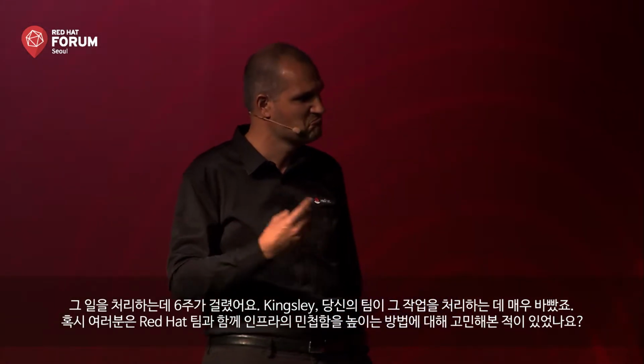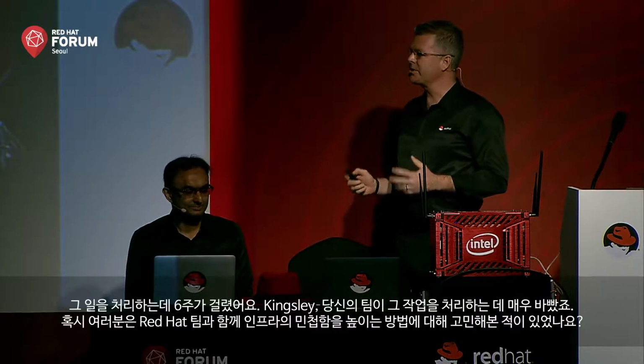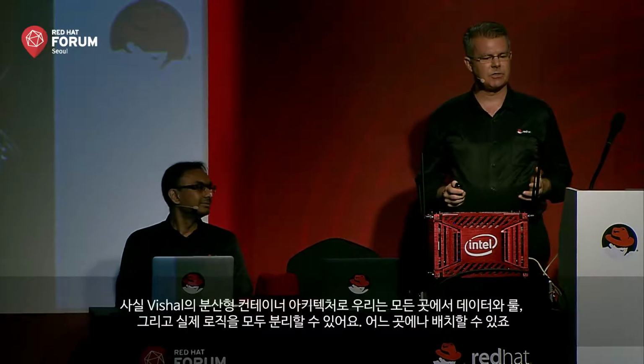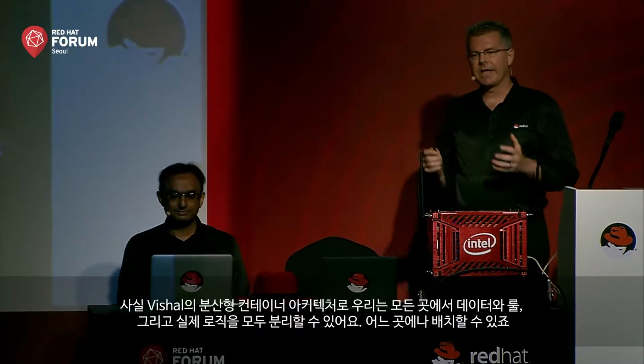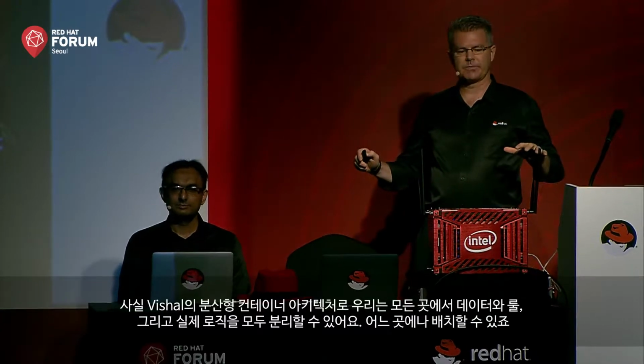Did you guys spend any time with the Red Hat team looking at how infrastructure can become a little more agile, I guess? Well, Frank, I'm really glad you asked because we spent a lot of time talking about infrastructure with Red Hat at the Open Innovation Labs. You see, with Vishal's new distributed container architecture, we can actually split the data and the rules and the actual logic all over the place. We can put it anywhere.